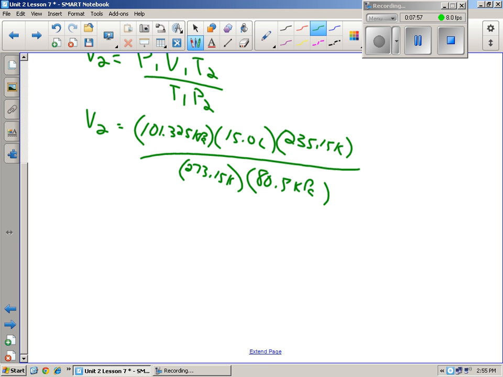Once again, you're done. You got V2 here, you got all the numbers, you just got to put them in on your calculator. Now listen, make sure that these match up. Look, kilopascals up here, kilopascals down there. Those two would cancel. Kelvin, Kelvin, cancel. You're left with liters. Is that a suitable unit for volume? I hope so. Yeah, it is. Liters, milliliters would be acceptable.